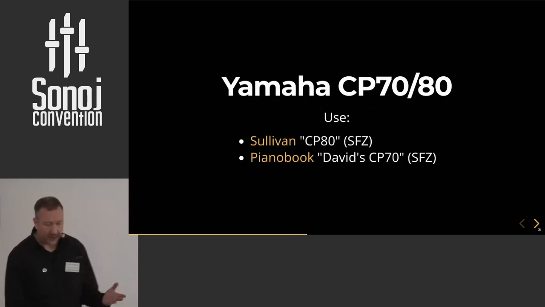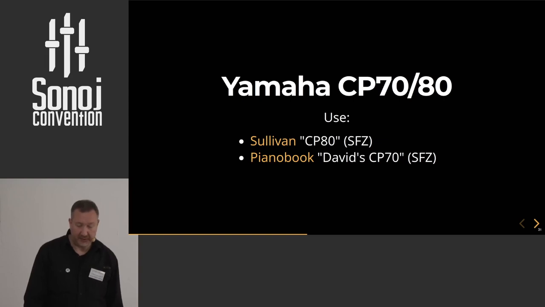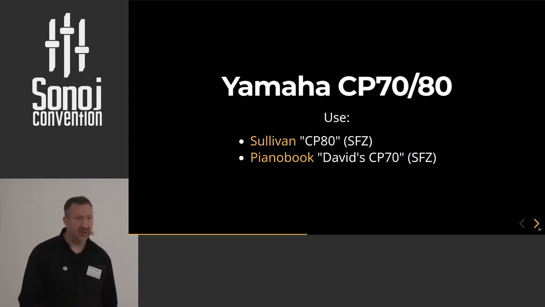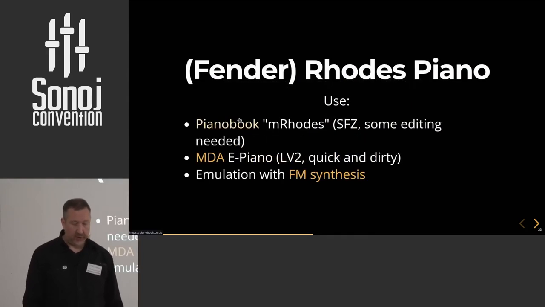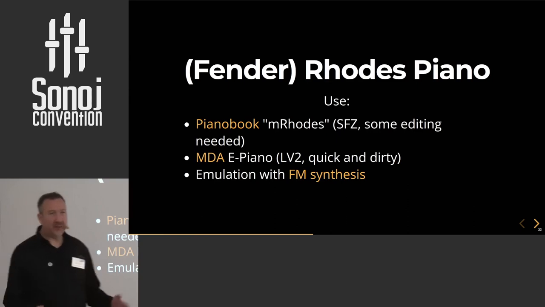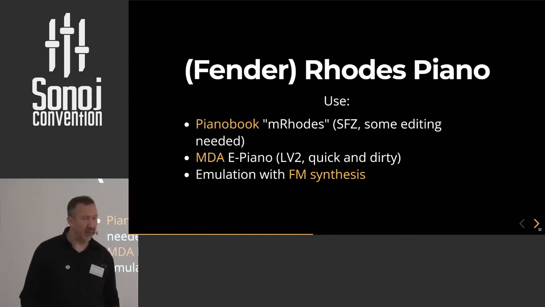So, electric pianos. I also already mentioned the CP70, or the bigger version, the CP80. We have samples for that. I'm not aware of any free software emulations. Fender Rhodes piano, if you just want to have quick and dirty, just use the MDA ePiano plugin, which is enough if you just have the ePiano in the background or as a rhythm instrument. But it's a very old plugin. The samples are not very big, so don't expect too much. But it's an easy way to have a Rhodes piano on your track.